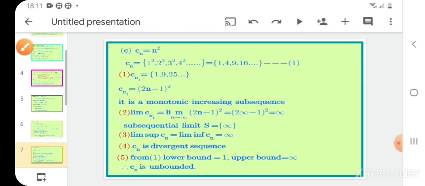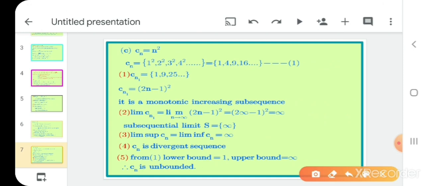Next, sequence Cn equals n square. First I write the elements of n square. What are the elements of n square? 1 square, 2 square, 3 square, 4 square and so on like this. That implies we get 1, 4, 9, 16. Is it increasing or decreasing? Increasing. Okay. First I write a subsequence Cn1.